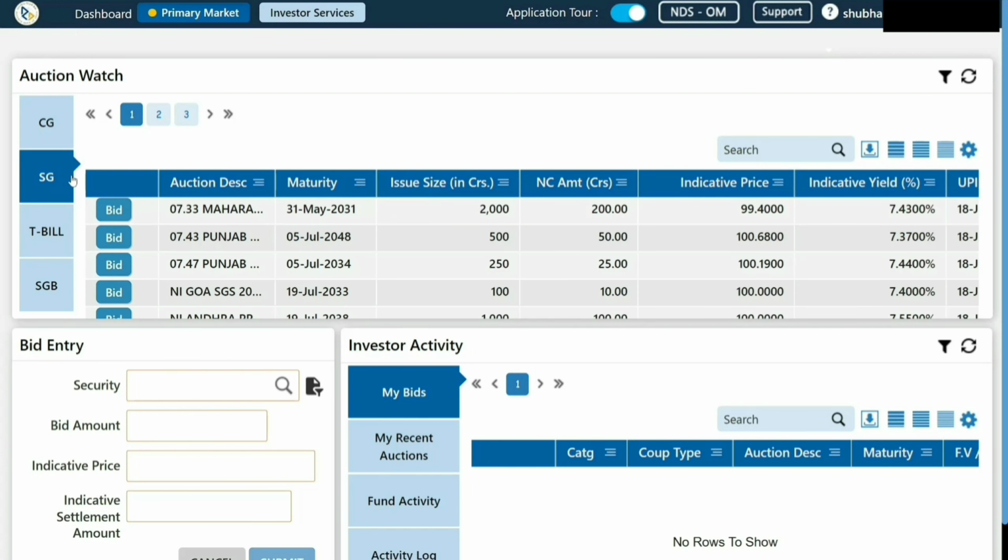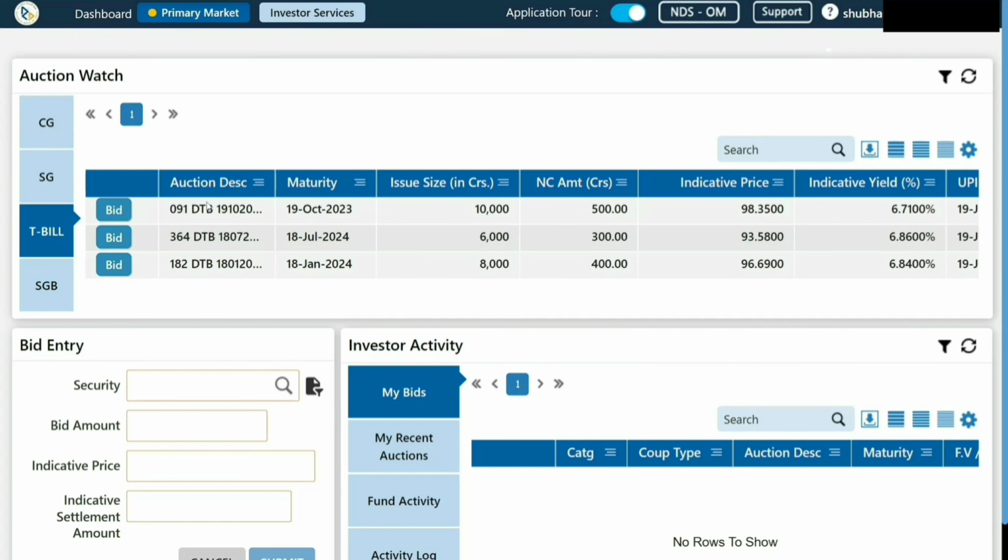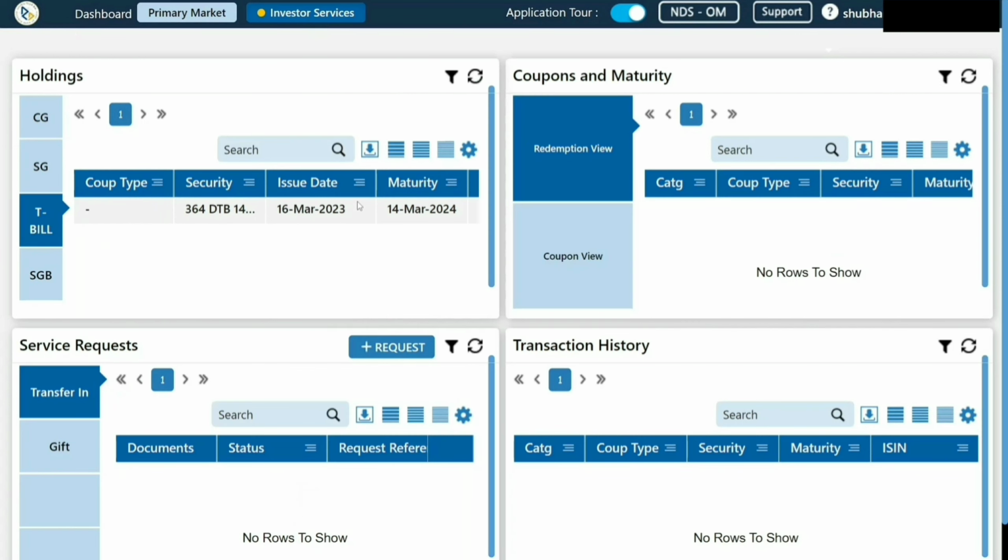So let's say on state government, here you can see all the bonds and the maturity as well. You can click on T-bills or treasury bills, and here you can see 91 days, 182 days, and 364 days. These happen to be for less than 1 year. So I did recently invest into one of the T-bills just to understand how it actually works. Please note that nothing being said in this video happens to be any kind of investment advice. This is only and only for educational purposes.